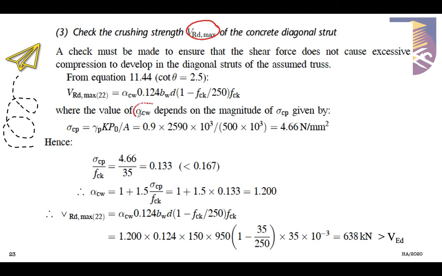After that, we are going to substitute the values of alpha CW. This alpha CW depends on the magnitude of sigma CP, that is given by this equation. So we have to calculate sigma CP first, then we are going to determine the value of alpha CW based on the range.